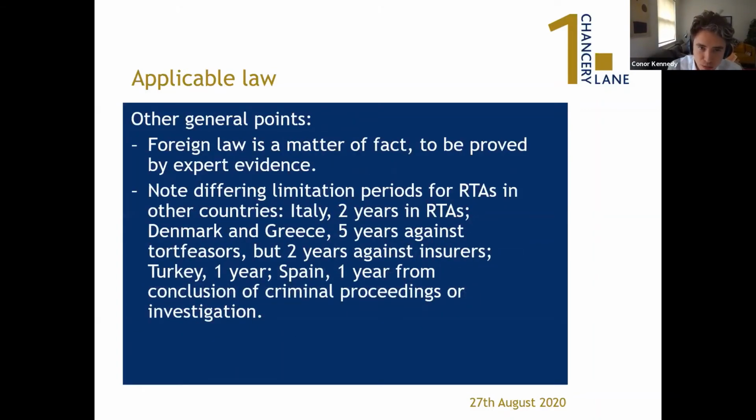Other points, very briefly, on applicable law. Foreign law is a matter of fact. You will need expert evidence to prove it. In the absence of that, the presumption is that English law would represent the law. And then there's the note that I mentioned about differing limitation periods. I've just given some examples of them because I couldn't list them all here, but in Italy, you've got 2 years in road traffic accidents as opposed to a different limitation period for different torts. Denmark and Greece, you've got 5 years against the tortfeasor, but 2 years against the insurer. Turkey, you've got 1 year flat. And Spain, you've got 1 year from the conclusion of criminal proceedings, or if there are no criminal proceedings, from the conclusion of the investigation.